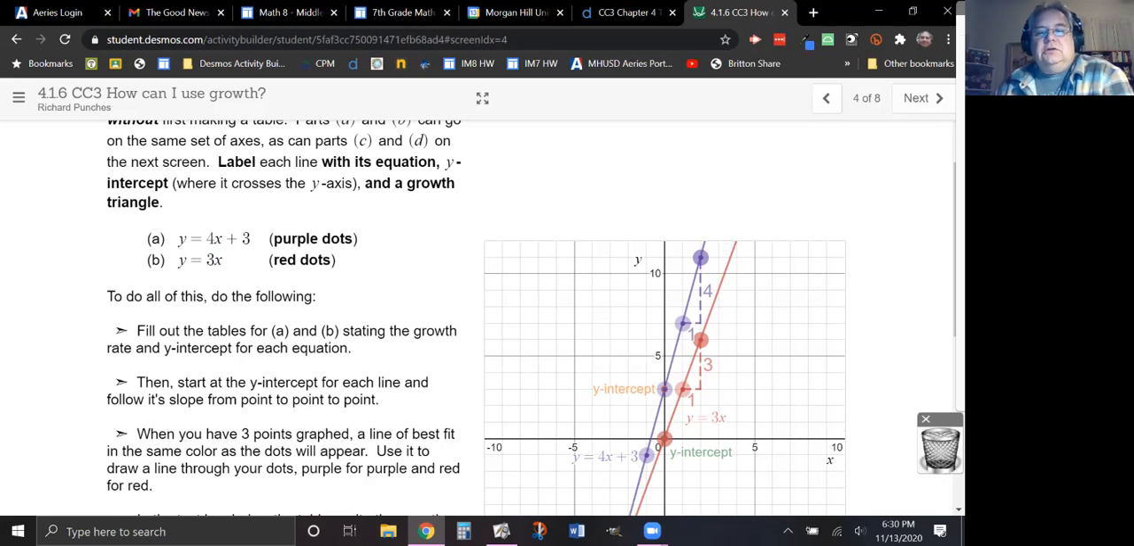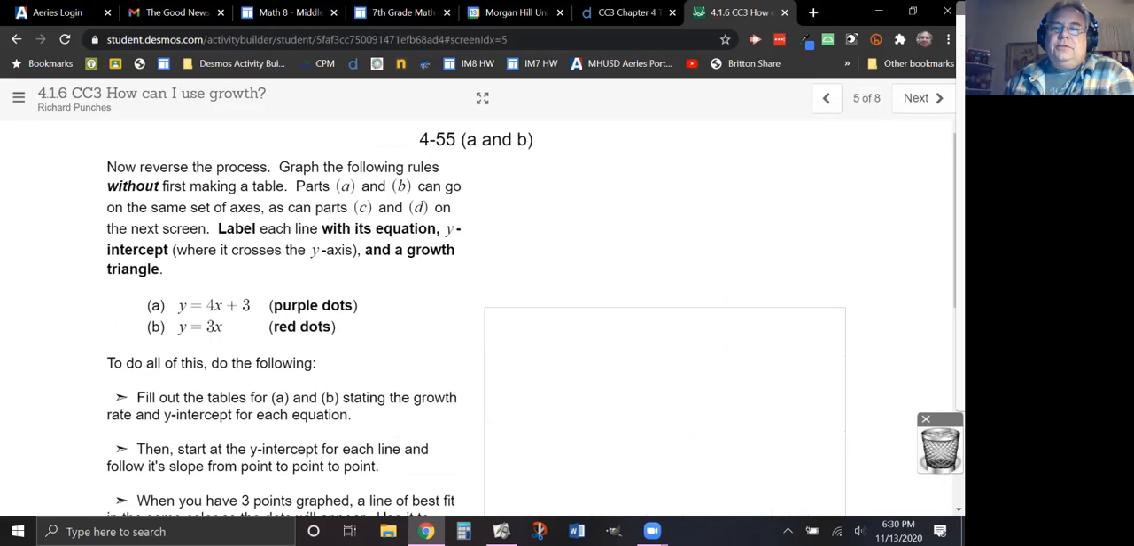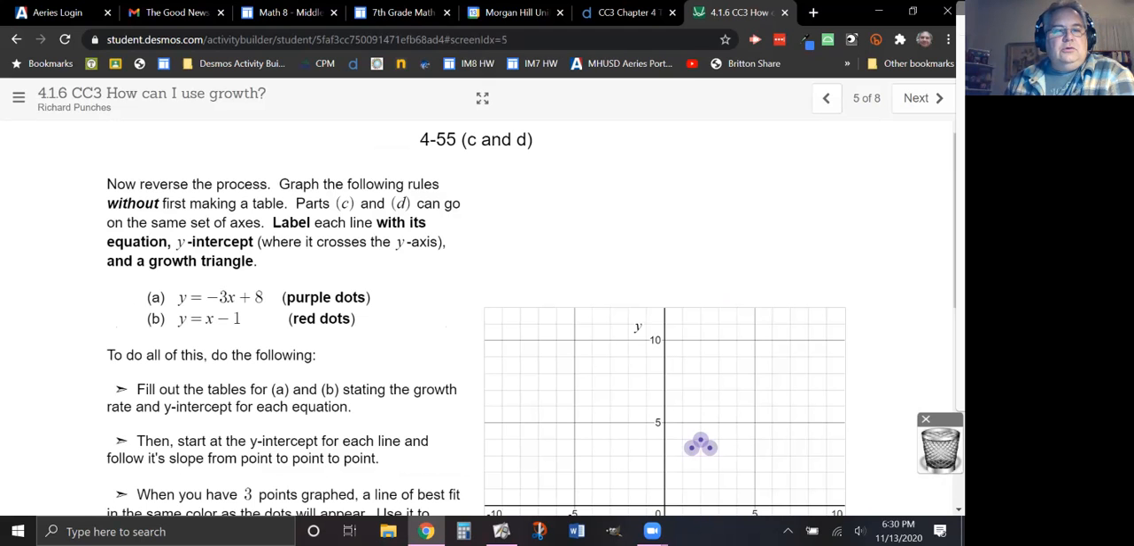So it's kind of a cool thing. It's called solving a system of equations by graphing. And yes, you're going to be responsible for that, but not now. Page 5. Again, oh, let's do this one.